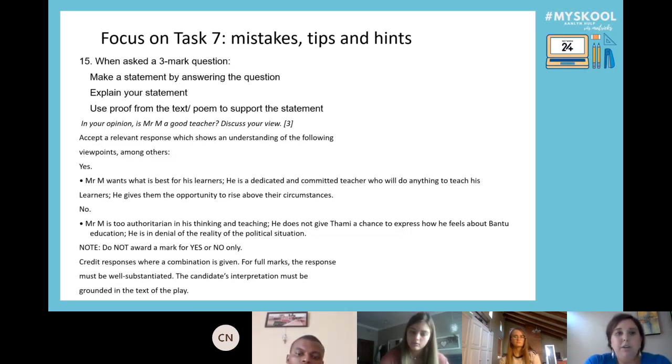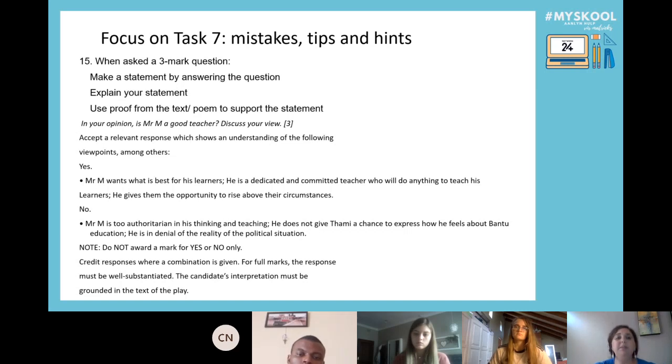People, when the question is 3 marks, you have to tell me 3 things and they must all be text-based. For example, yes, Mr. M wants what is best for his learners. He's dedicated and committed. He goes to school every day. He gives them the opportunity to rise above their circumstances. And then Marley gave us the example of the debate. He didn't have to do extramurals. Nobody expected it of him, but he wants to give his children extra opportunities. Or you can say no.